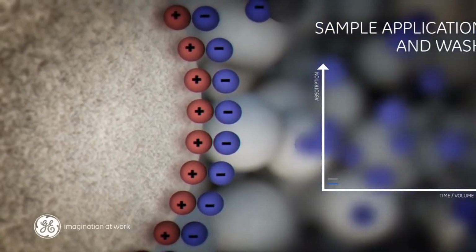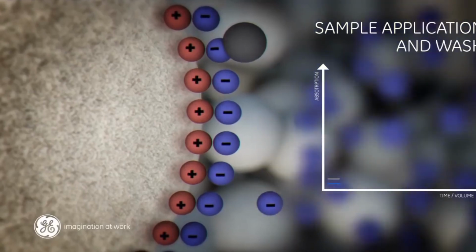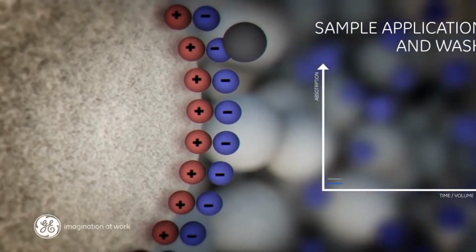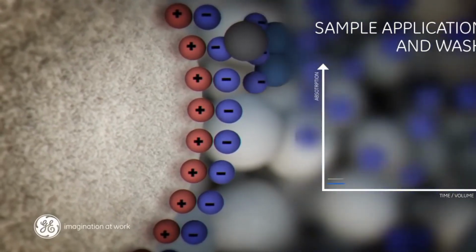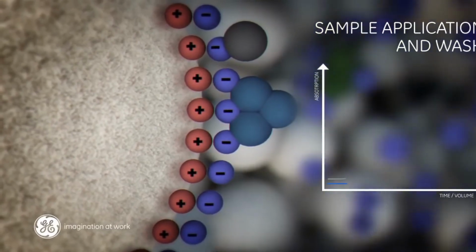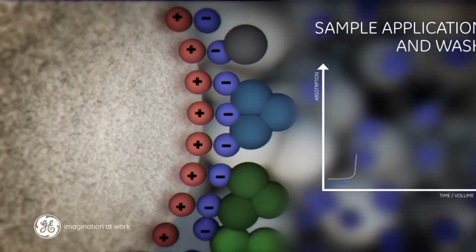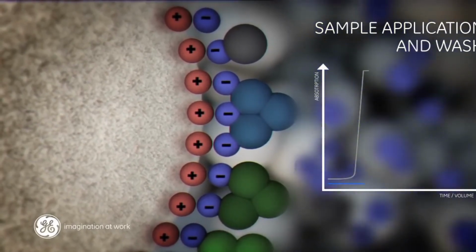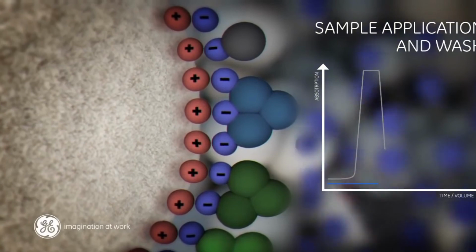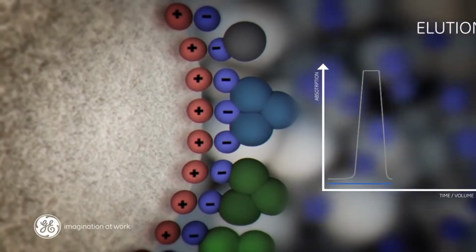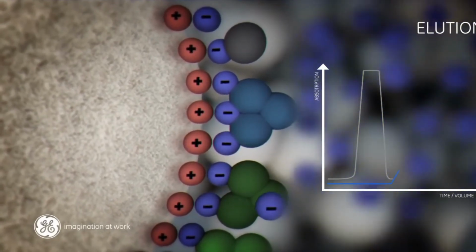The second step is sample application and wash. The goal in this step is to bind the target molecules and wash out all unbound material. The sample buffer should have the same pH and ionic strength as the starting buffer in order to bind all appropriately charged proteins. In the third step, elution, biomolecules are released from the ion exchanger by a change in the buffer composition.